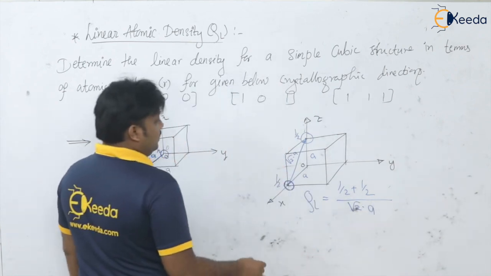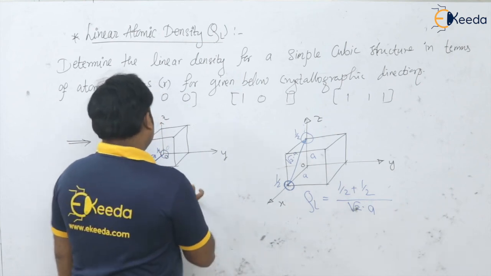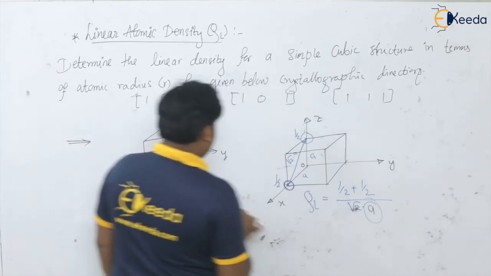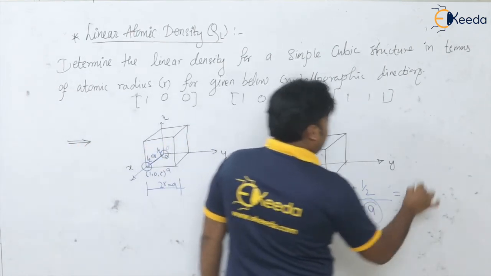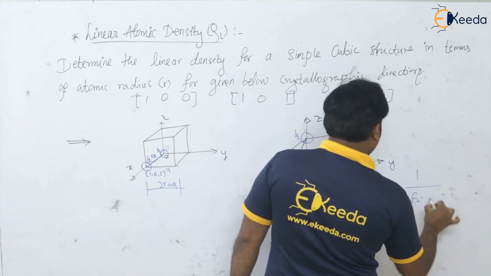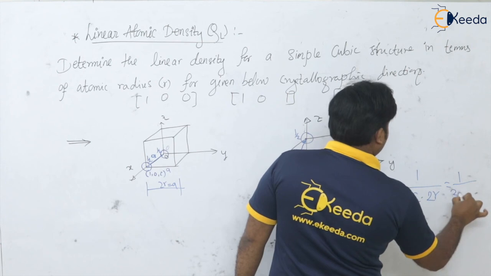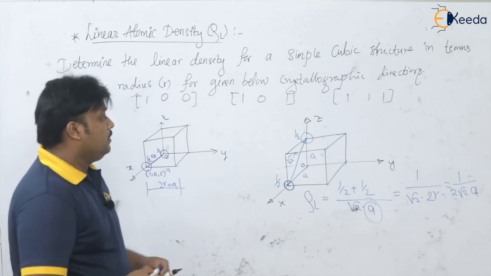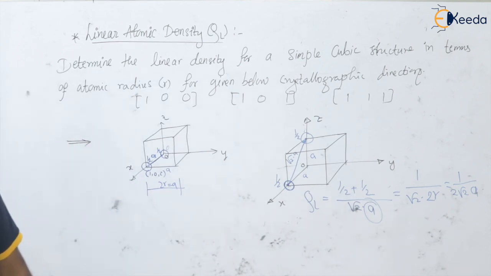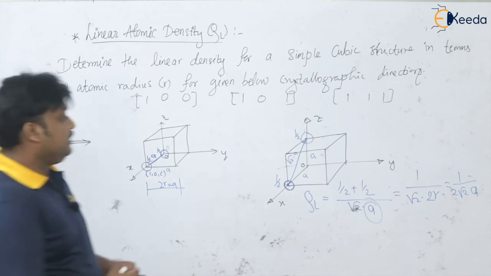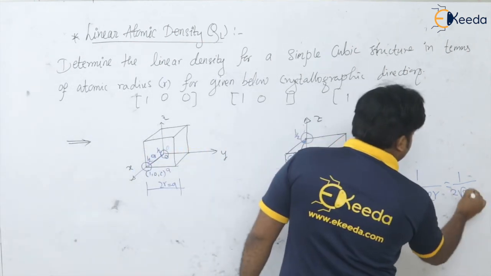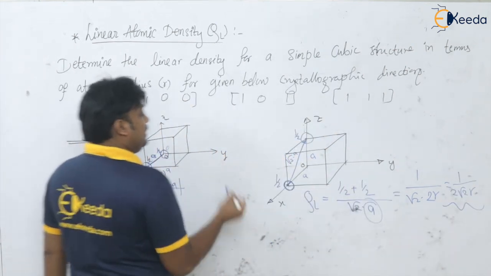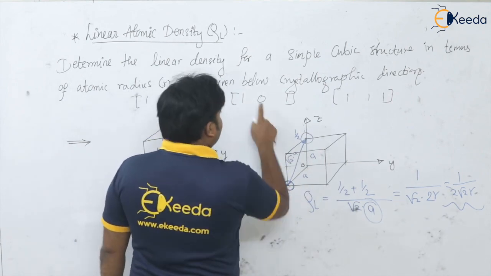But we know a is how much in terms of r in this structure? a is equal to 2 times r. Put here the value of a, so you will get here 1 upon root 2 into 2r, that is 1 upon 2 root 2 times r per unit length. Isn't it? Sorry, a is nothing but here r. So very correct. This is the linear atomic density for the direction 1, 0, 1.